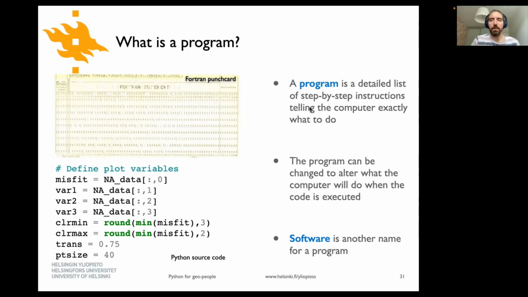But in essence, the program is just a detailed list of step-by-step instructions that tells the computer exactly what to do. So again, we don't like ambiguity. The computer doesn't like to have uncertainty about what to do. So for instance, here, we've got some variable, and variable 1 is going to be equal to whatever this other variable's value is at some location here. Or for example, PTS, or PT size, equals 40 is another example of very clear information that the computer should store the value 40 in a variable called PT size.